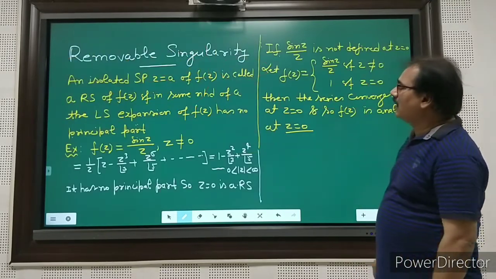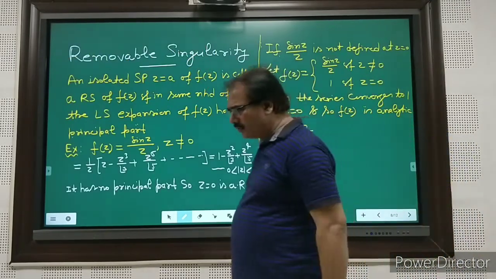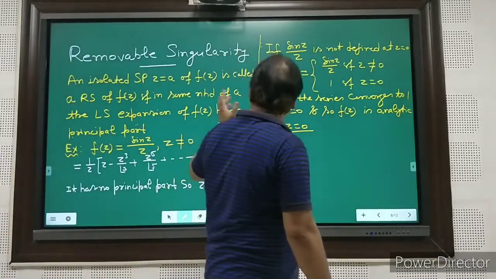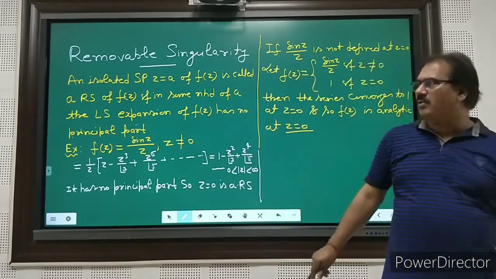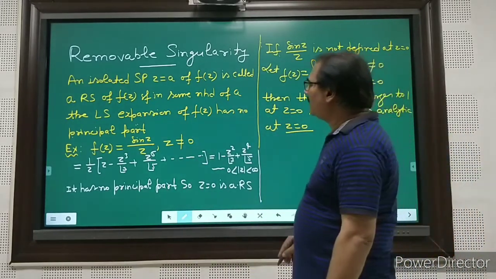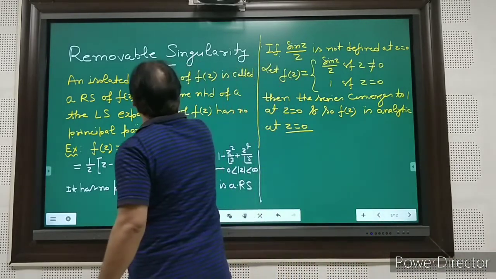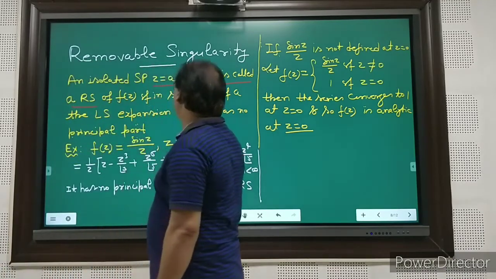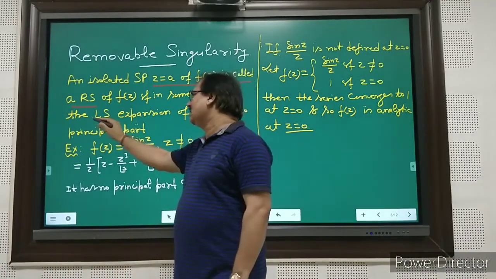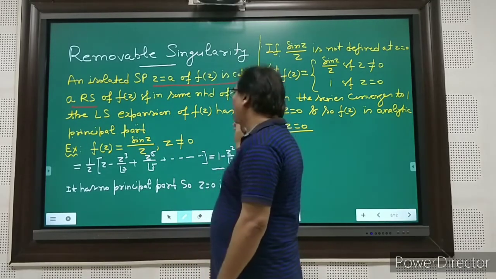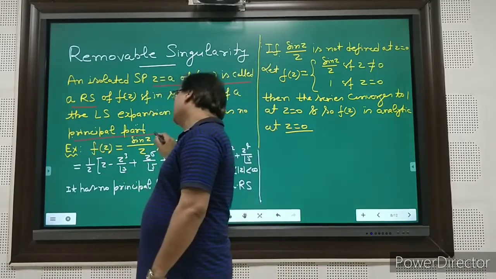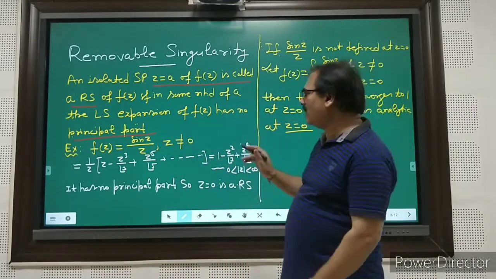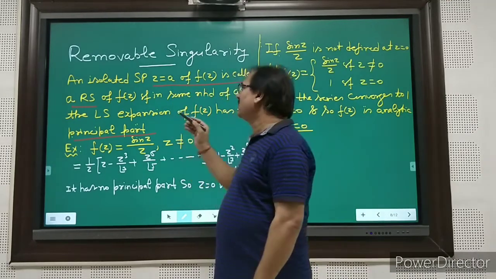Now after this, the last part of the classification of singularity is removable singularities. So let us look at what removable singularities are. An isolated singular point z = a of f(z) is called a removable singularity of f(z) if in some neighborhood of a the Laurent series expansion of f(z) has no principal part. So if f(z) has no principal part, then you can say this singularity is removable.